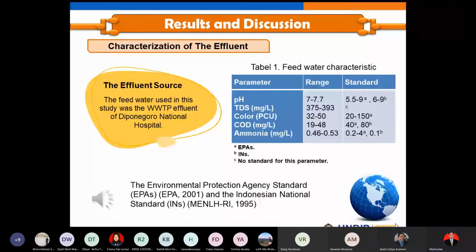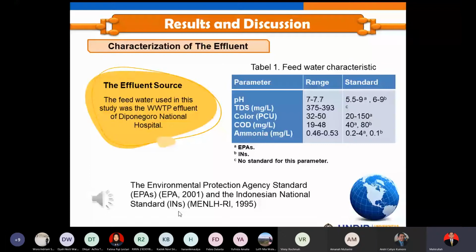The effluent source was the wastewater treatment plant effluent of Diponegoro National Hospital, and the feed water characteristic is shown in the table, with parameters according to the Environmental Protection Agency standard. What I mean is EPA, and the Indonesian national standard from the Ministry of Environment of the Republic of Indonesia.